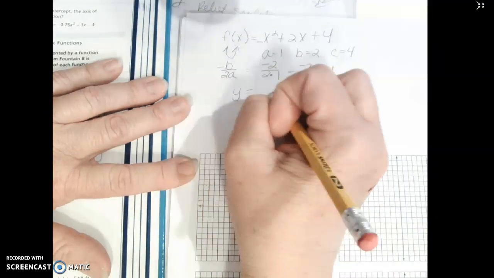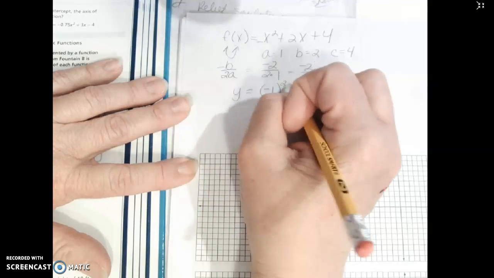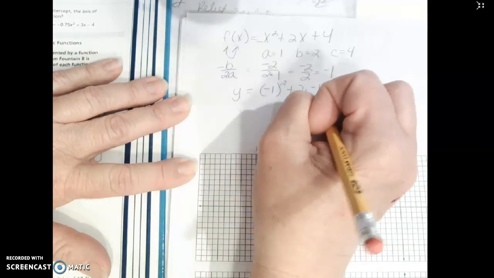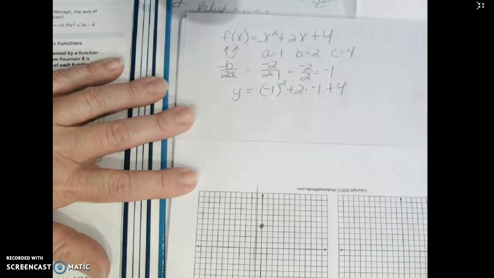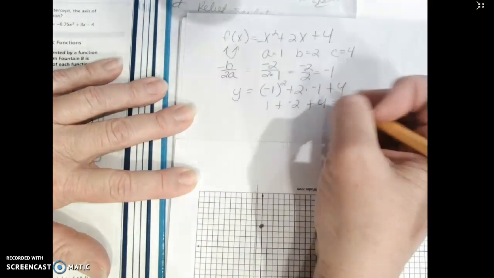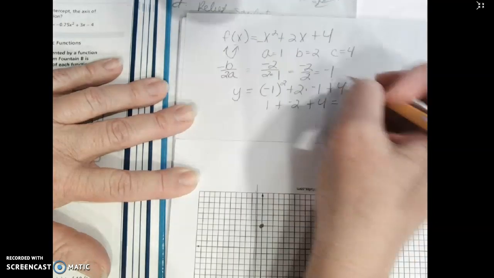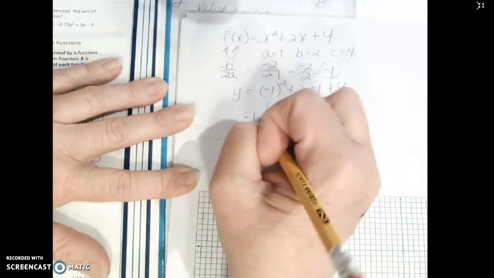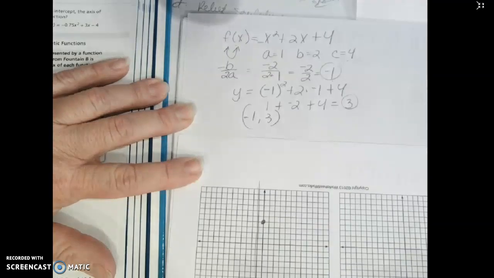I need to find my y value, so I'm plugging -1 into this equation. So y is equal to -1 squared plus 2 times -1 plus 4. And then I just solve. 1 plus -2 plus 4 equals 3. So now I'm at the point -1, 3. I'm going to go ahead and graph that.